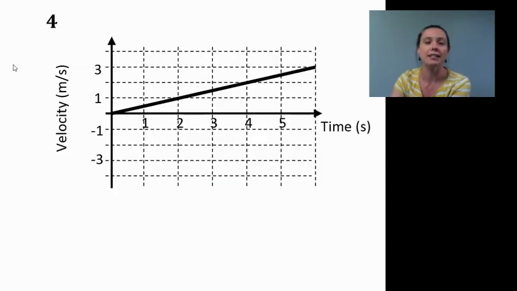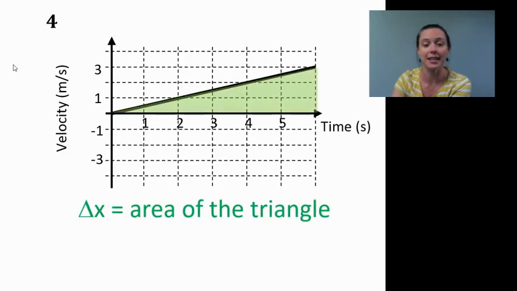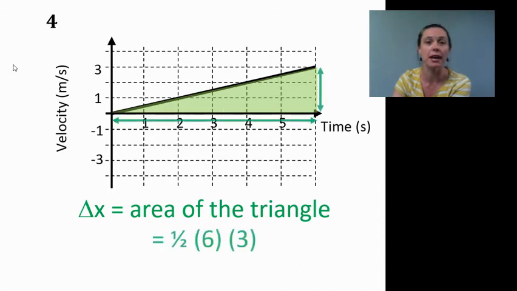To find the distance that this speeding up object travels during these 6 seconds, we can simply find the area underneath that graph between the line for the velocity and the time axis. In this case, that area is a triangle. We can find its area by using 1/2 base times height, or 1/2 of 6 seconds times 3 meters per second. That gives us a total distance of 9 meters as this object speeds up.